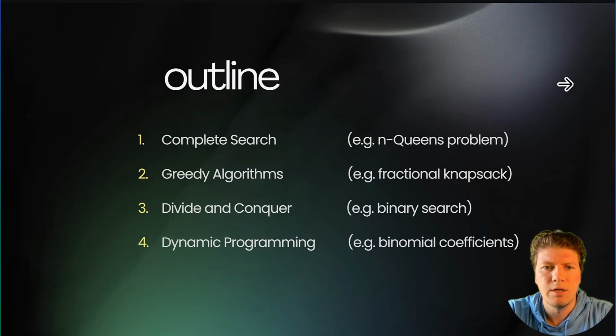So here's an outline for today's deep dive. We'll start with complete search, and particularly the n-queens problem. Then we'll talk about greedy algorithms, such as fractional knapsack. We'll talk about divide and conquer and use binary search as an example. And then we'll dive into dynamic programming using binomial coefficients as the example.